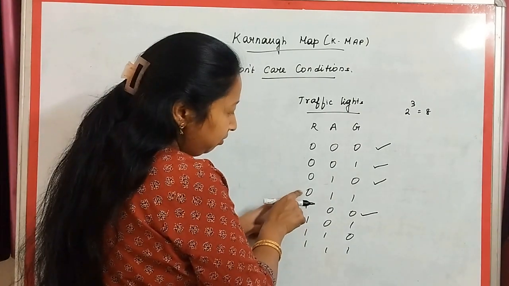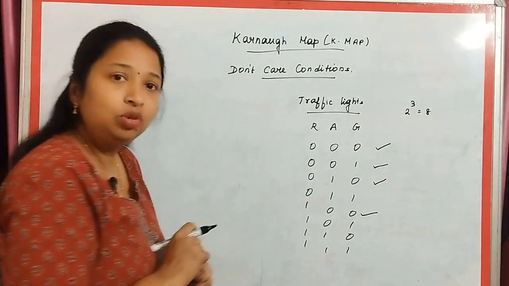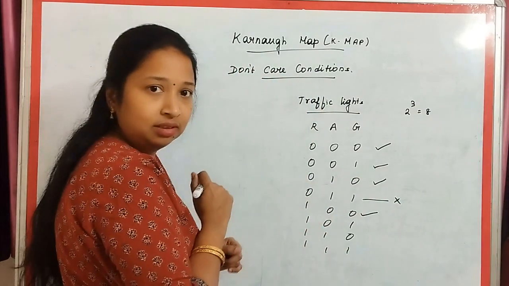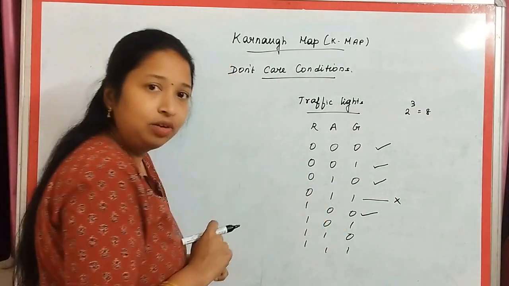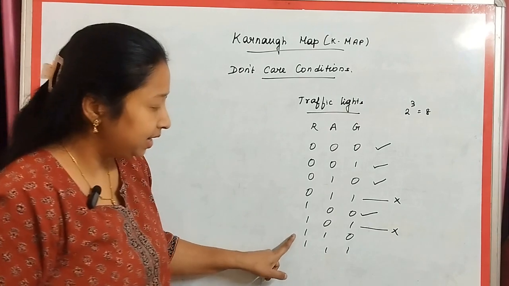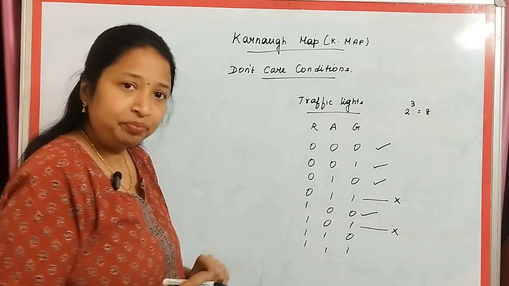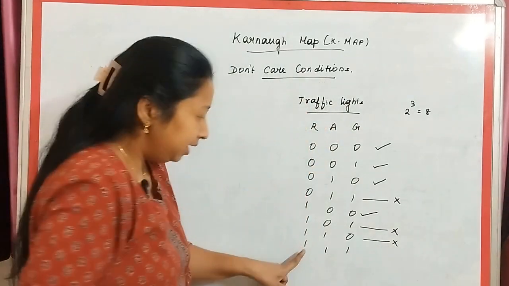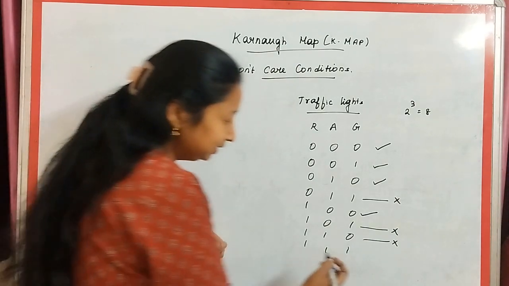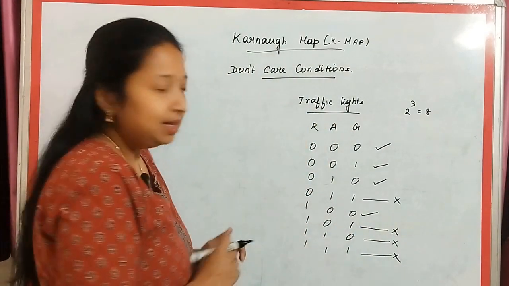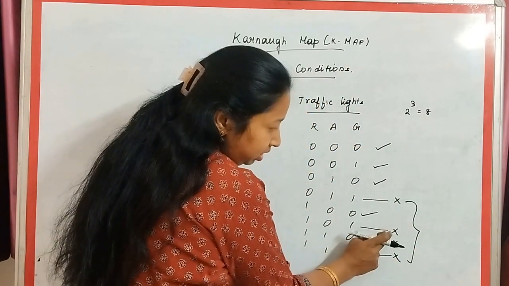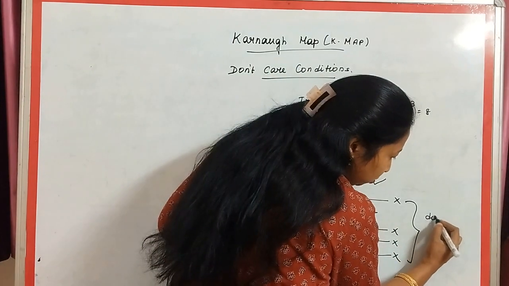Now tell me this, can amber light and green light go on at the same time? No, that combination is not possible. Can red light and green light go on together? No, this is again not possible. Can red light and amber light turn on at the same time? This is again not possible. Can all three lights, red, amber and green, turn on at the same time? No, this condition is again not possible. Wherever I put a cross mark, these conditions are called don't care conditions.